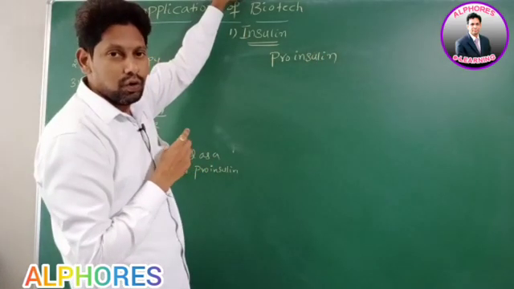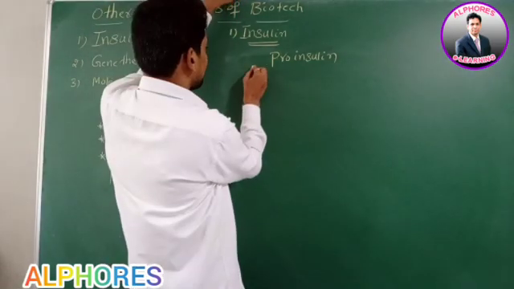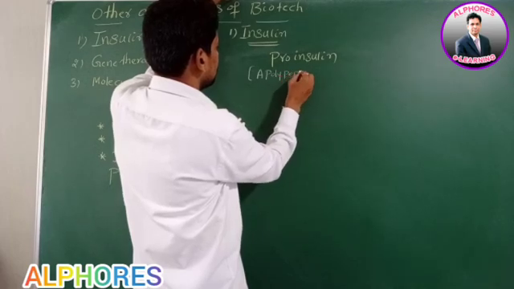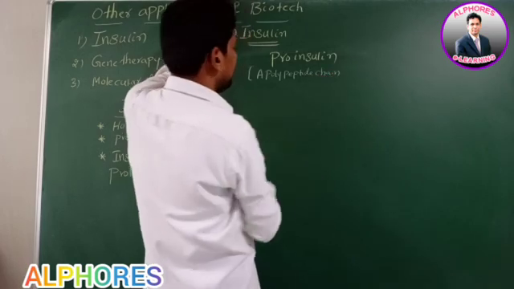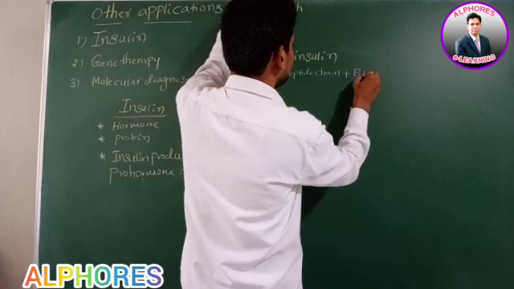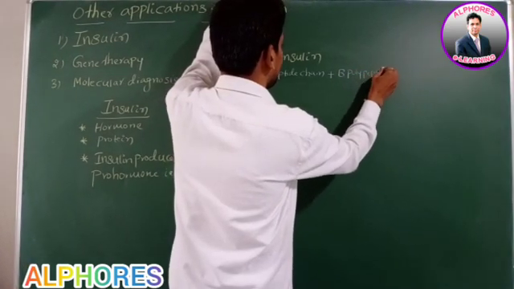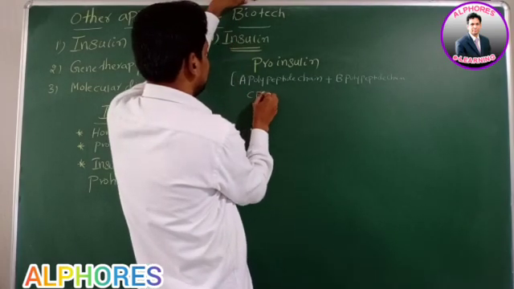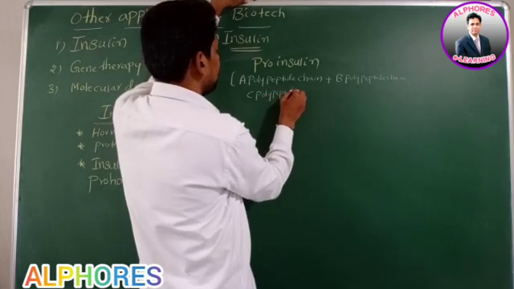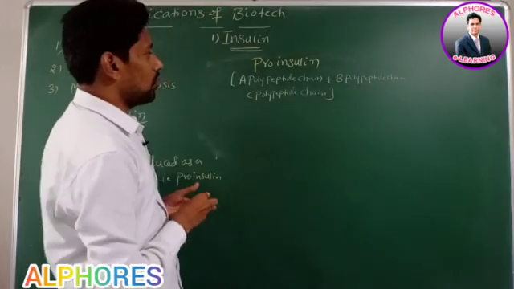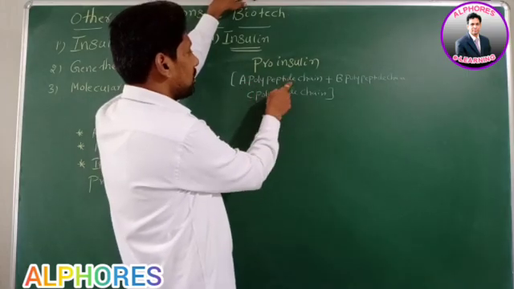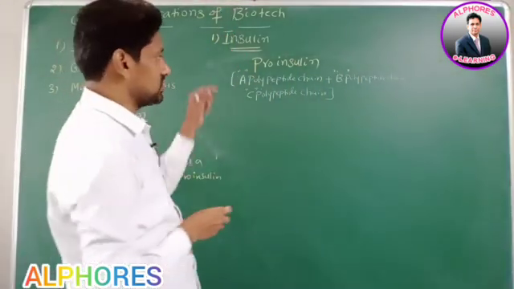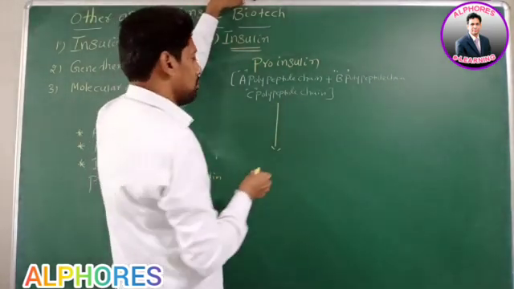Proinsulin, right? What is it? Sir, this proinsulin, what does it contain? It contains an A polypeptide chain, a B polypeptide chain, as well as a C polypeptide chain. Therefore, A peptide chain is present, B peptide chain is present, C peptide chain is present in case of proinsulin. Is it okay? These are present in proinsulin. During maturation.